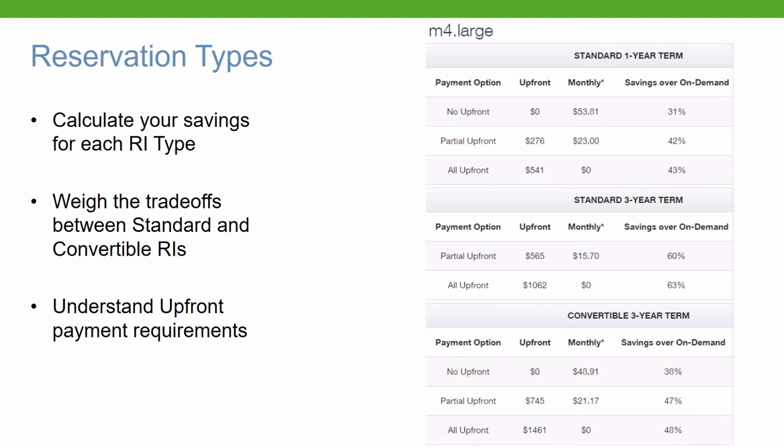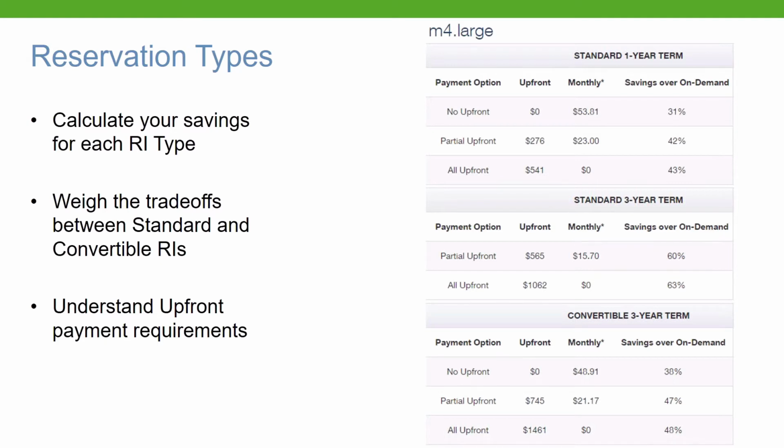You need to know what your usage is going to be for the next year to 3 years. You're going to want to be confident that you're going to be able to utilize it, because an unutilized RI is basically just wasted money. Now, AWS realized that a lot of teams had trouble predicting out a year, or especially 3 years. So they recently launched, late last year, convertible RIs.